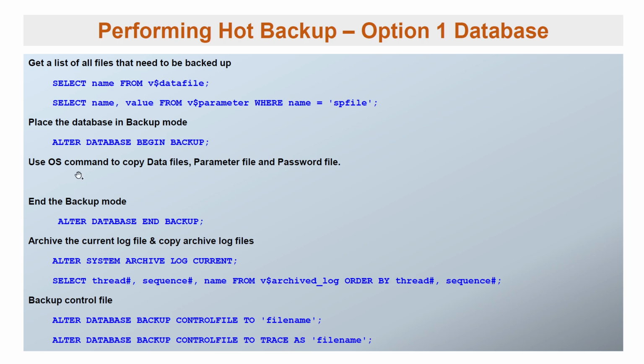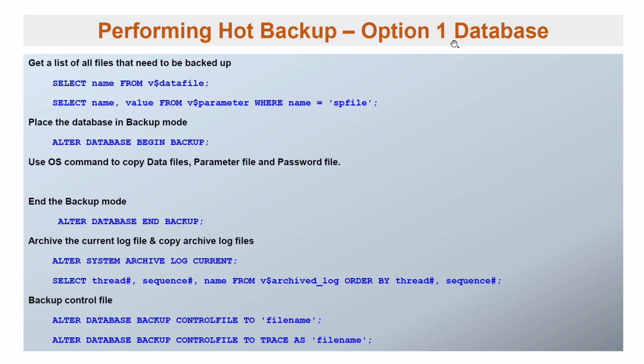One point that I want to highlight: irrespective of whether you take the backup at the database level, the tablespace level, or multiple tablespaces, you still have to archive the current log file and back up your control file. So every time you take the backup in the hot mode, remember to archive the current log file, copy the archive logs, and back up the control file. Let's see that in detail.